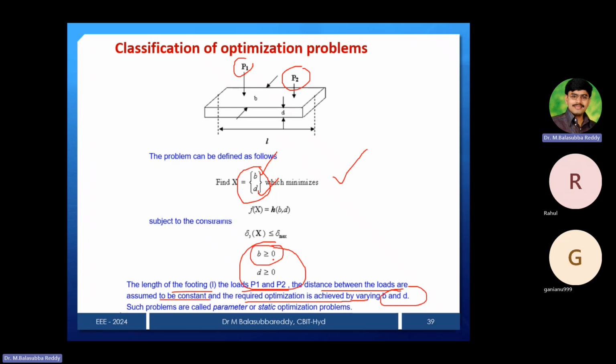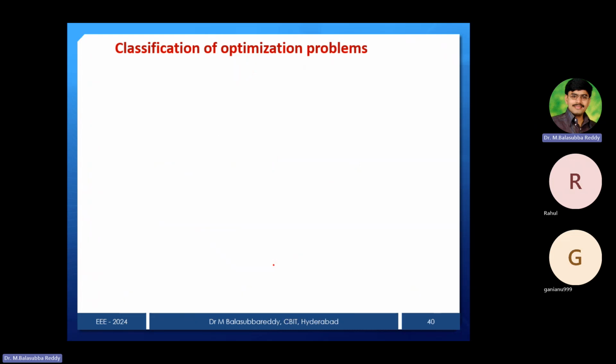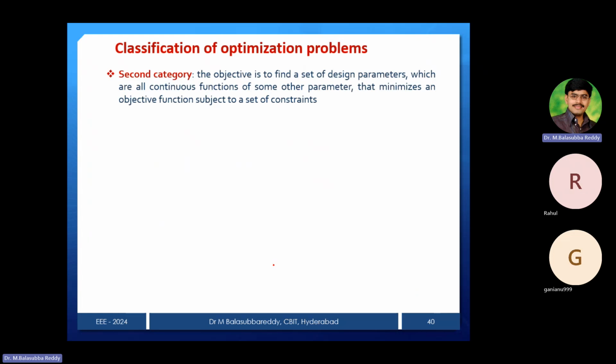B must be greater than or equal to 0 and D must be greater than or equal to 0. So like that, we have the different problems and different constraints as well. And the second category is a set of design parameters which are all continuous functions of some other parameters. They minimize an objective function subject to a set of constraints.